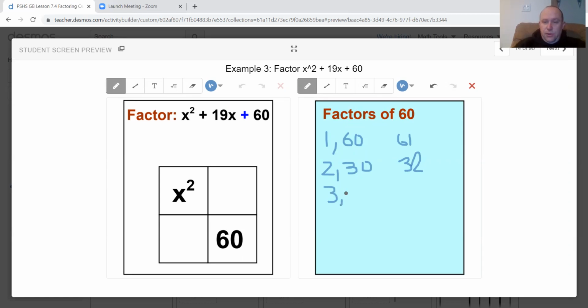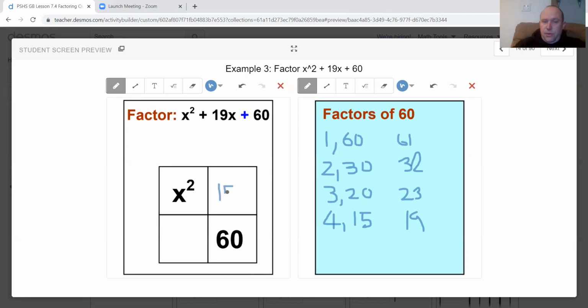3 times, if you're not sure, do 60 divided by 3, and it will tell you what it is. If you get a decimal, then it just means it's not a factor as well. So 3 and 20 gives 23, and you can see we're getting closer to this 19, so we're almost there. And 60 divided by 4 is 15. And I think we found the one that we're looking for. Yep, 4 add 15 gives me 19, so this is the one I'm interested in.